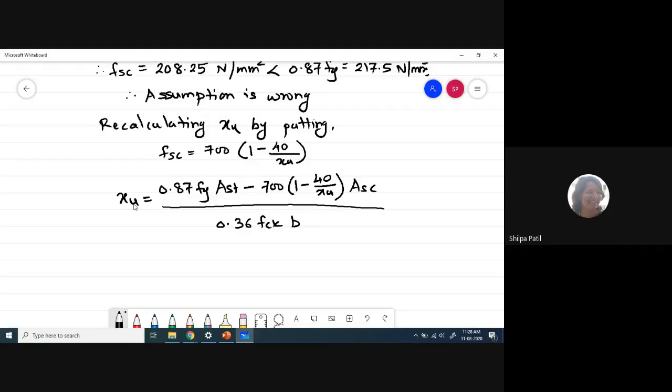Okay, now simplify all these terms and put the values of all the parameters, that is Fy, AST, ASC, FCK, B, all these values in the formula, and you will get one quadratic equation because there are two XU terms here now. In this equation, there are two XU terms. So simplify and tell me what is the quadratic equation you are getting.